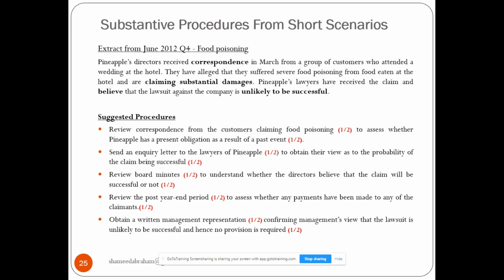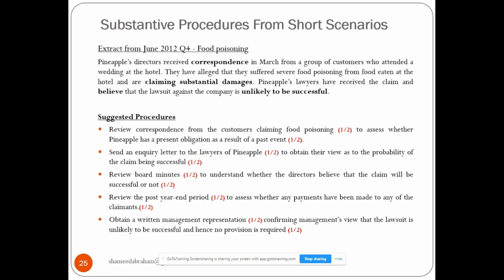Pineapple's directors receive correspondence. That is something that is audit evidence. Audit evidence is something that the auditors can touch. It is something that we can investigate. It is something that we can look at. So a substantive procedure is the audit evidence, as I said, and why. So if the directors have received correspondence, look at the procedure below. Review. It starts off with an action word. Review what? The correspondence from the customers.